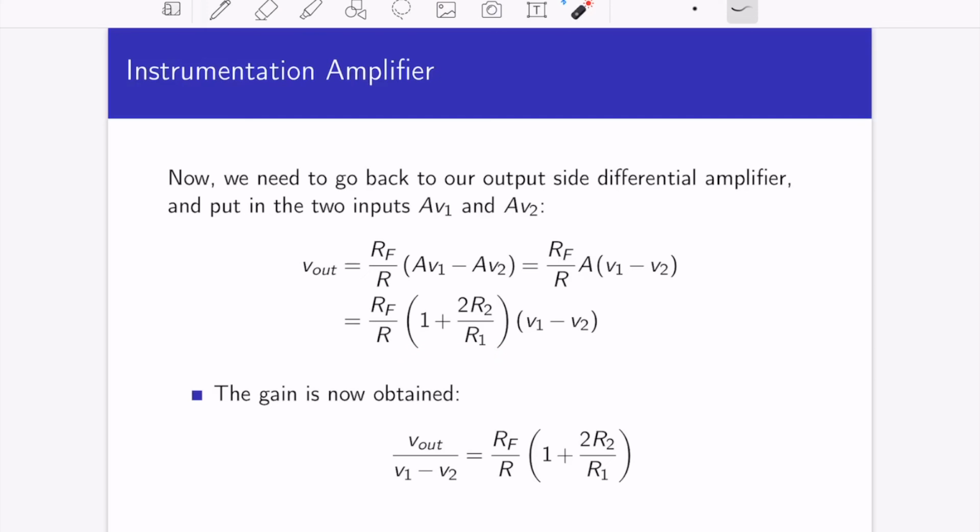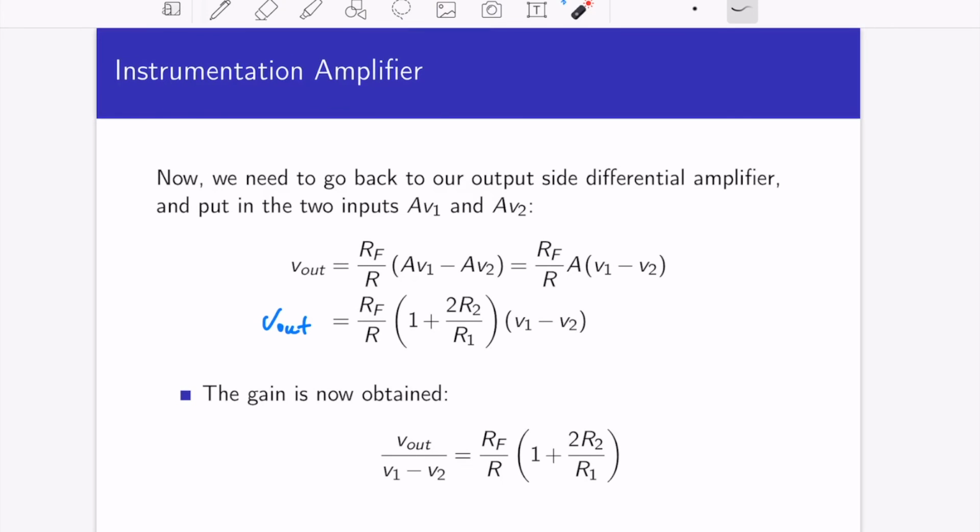And then we can write V out. This was V out, right? So we could write V out over V1 minus V2, and that'll just be this part right here. So there's our gain expression for the entire instrumentation amplifier.